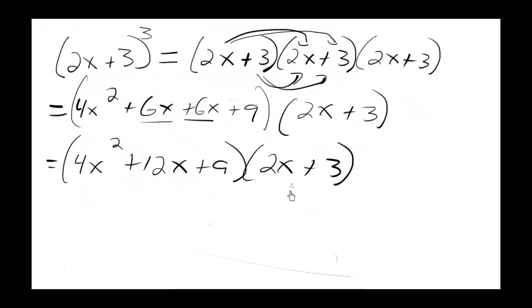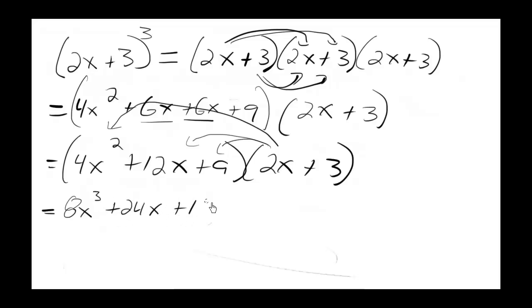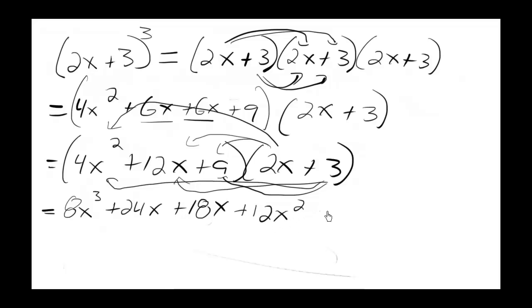And now, we haven't done one of these yet, but this is like a binomial times a polynomial. Now all you have to do is distribute. So I'm going to take the 2x and multiply it to each one of these terms. So that equals 8x cubed plus 24x squared plus 18x. And then I'm going to run the 3 in. So 3 to here, 3 to there, and 3 to here. So plus 12x squared plus 36x plus 27.